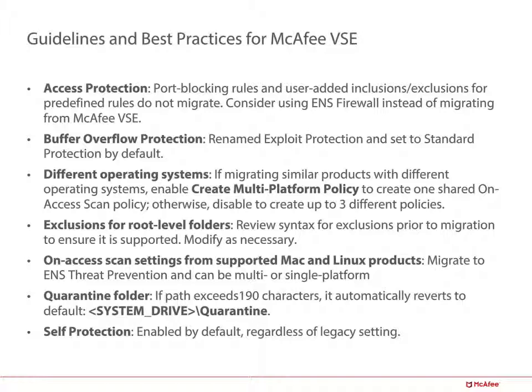Any of your exclusions, note the exclusions have to be for root level folders. Review the syntax for those to make sure that it is supported. Your on-access scan settings from your supported Mac and Linux products, you can migrate those to the ENS threat prevention, and they can be multi or single platform. For the quarantine folder, if the path is longer than 190 characters, it will revert to the default, which is the system drive and quarantine. Self-protection is enabled by default regardless of what you did for your legacy settings.